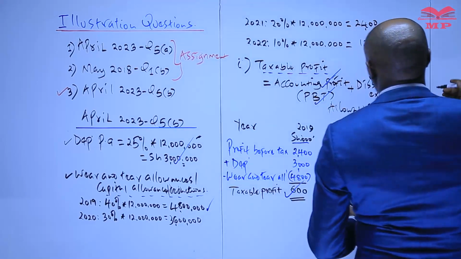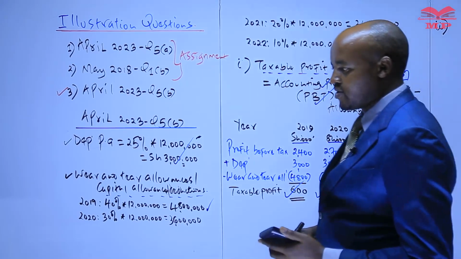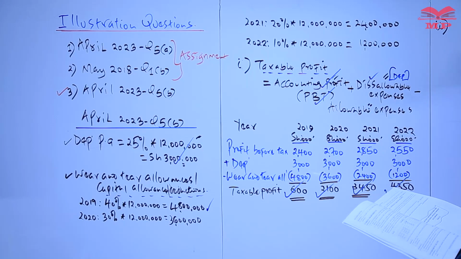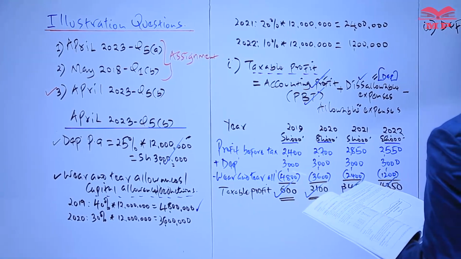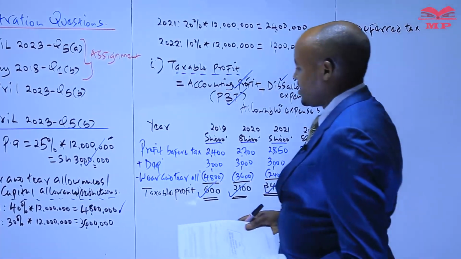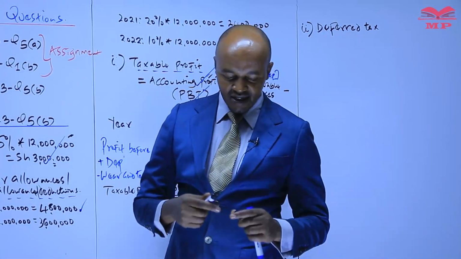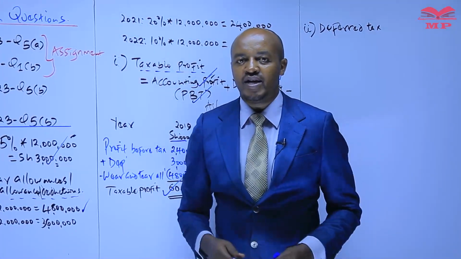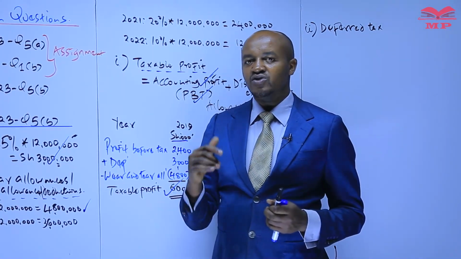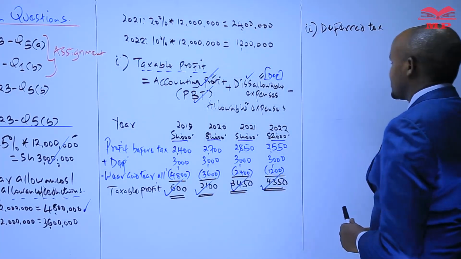So let's move to Roman 2 of that question. In Roman 2 of that particular question, we are required to compute what? We are required to compute the deferred tax. So what is the deferred tax? Remember, in this case, we have said that deferred tax is basically the tax which will be payable or recovered by the company in the future. And mostly we say deferred tax arises due to the difference between accounting profit and taxable profit.